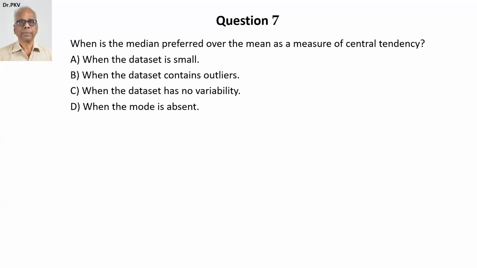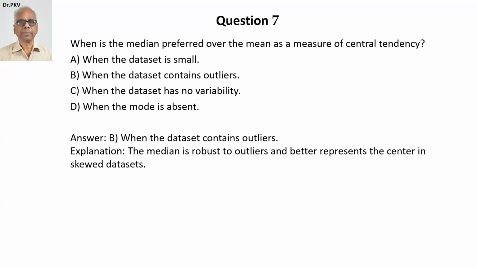Okay, let me give the answer. The choice is B, the correct one: when the data set contains outliers. Why? The median is robust to outliers. It has greater resistance to outliers than the arithmetic mean, which is very much impacted adversely by the outliers. And the median represents the center in a much better fashion than any other measure, particularly in skewed data sets. So, choice B is the right one. Let me now proceed to question 8.